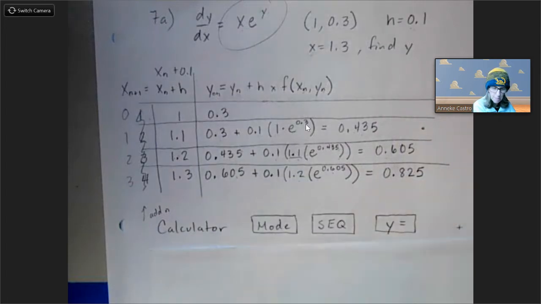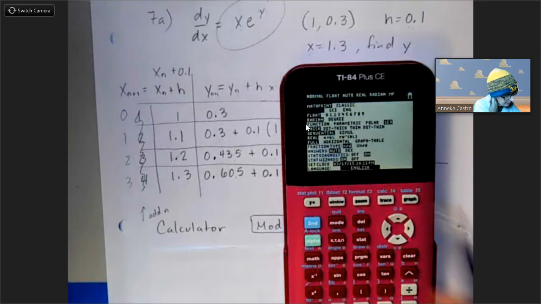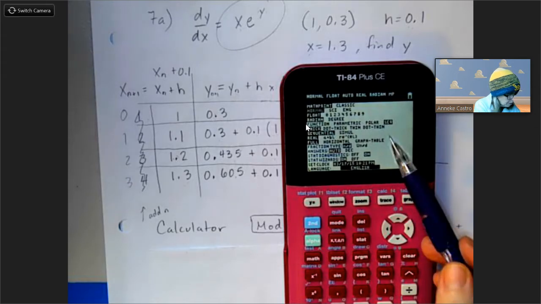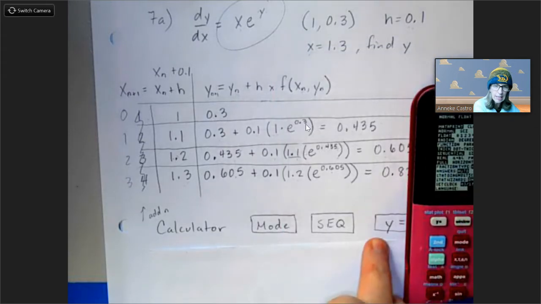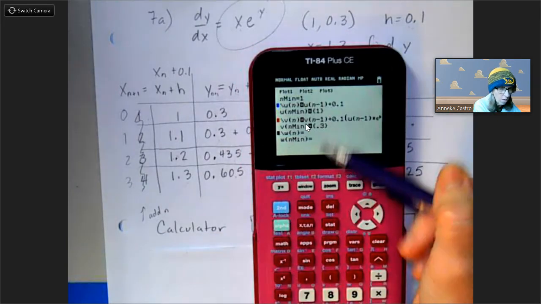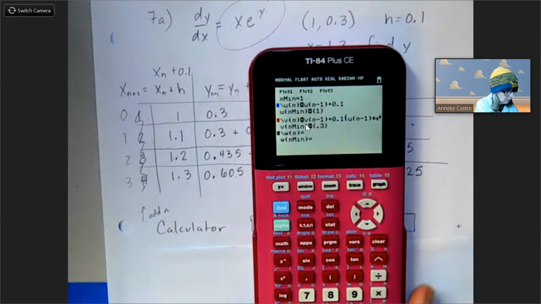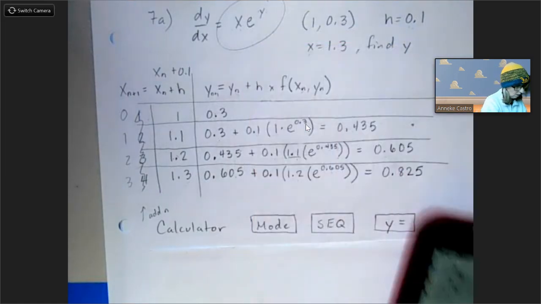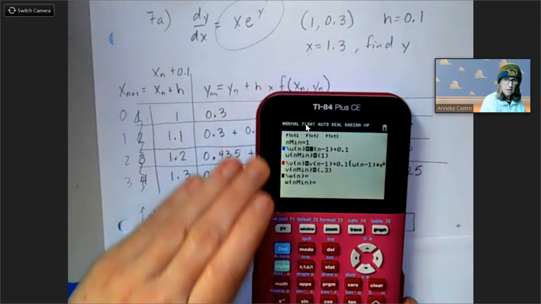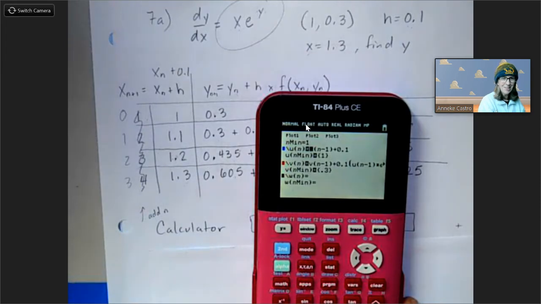To set up the calculator, first check the mode. Where it says function, make sure you have SEQ selected. Once you have SEQ selected, hit the y equals button. Here is where you can enter all of your parameters for the Euler's method estimation. This is where you put in all your information. Different calculators have different options here, so if yours looks a little different, just figure it out. Play around with it until you get the right answer.